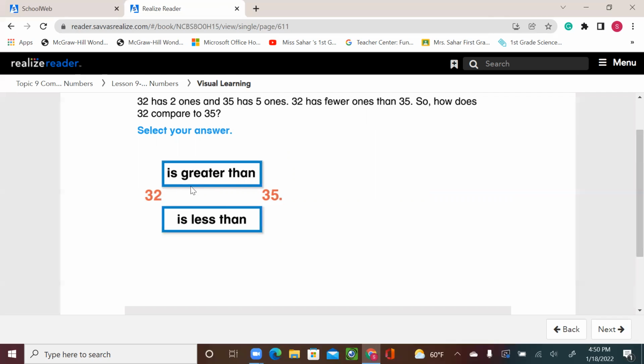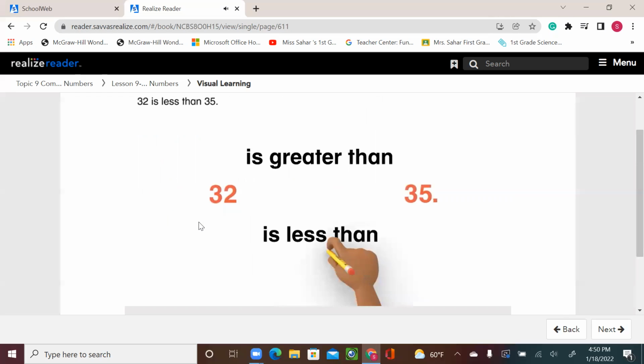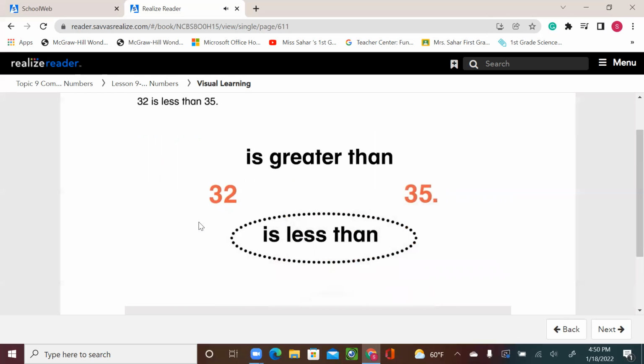32 compared to 35, is 32 greater than 35 or is 32 less than 35? Very good, less than 35. 32 is less than 35. Why do you have to compare the ones to compare 32 and 35? Because the tens in both numbers are the same. So I can't say which one is greater, which one is less, because they both have 3 tens. That's why we look for the ones.